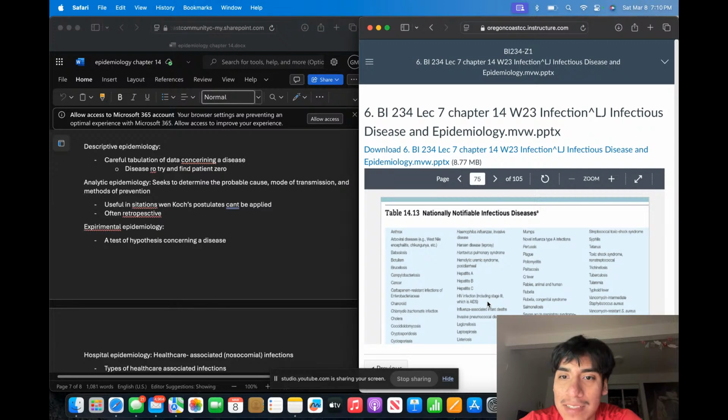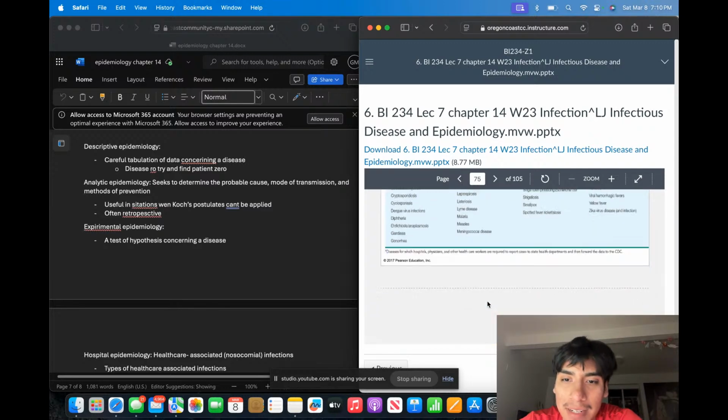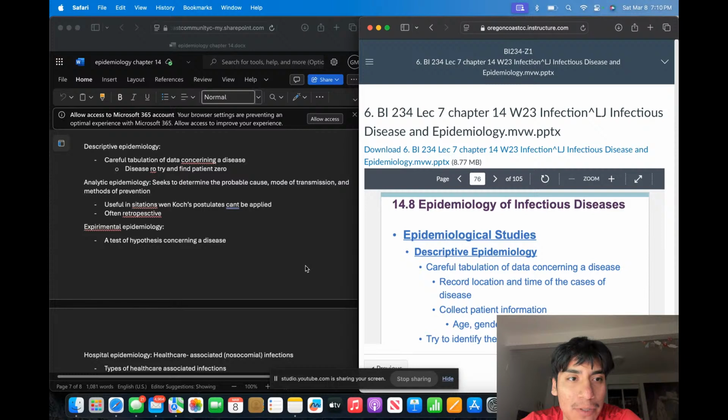Nationally notable infectious diseases. I don't think we need to know that at all. I think that's just some world building.